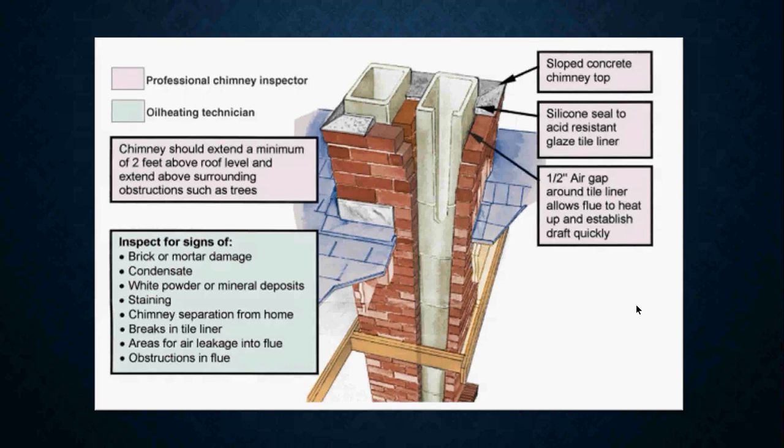Now, if you are a professional chimney inspector, you're going to be checking the chimney to make sure that it extends a minimum of 2 feet above the roof level and extends above the surrounding objects such as trees. You're going to check to make sure that it has sloped concrete chimney tops, silicone seal and acid-resistant glazed tile liners. You're going to make sure that it has a 1/2-inch air gap around the tile liner, which allows the flue to heat up and establish draft quickly.